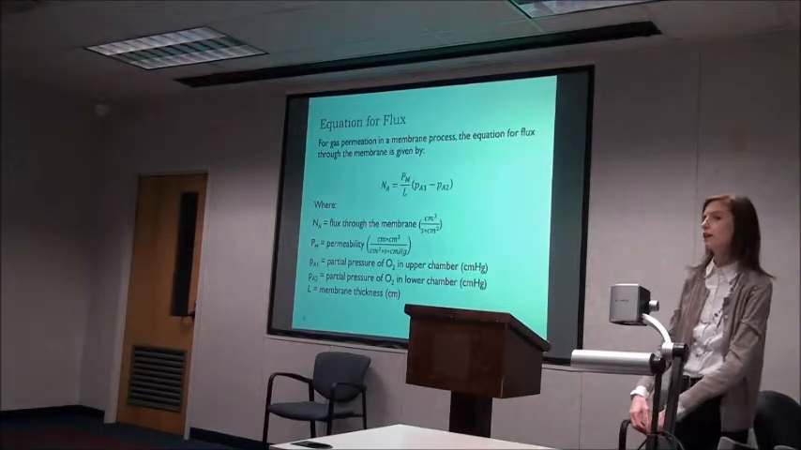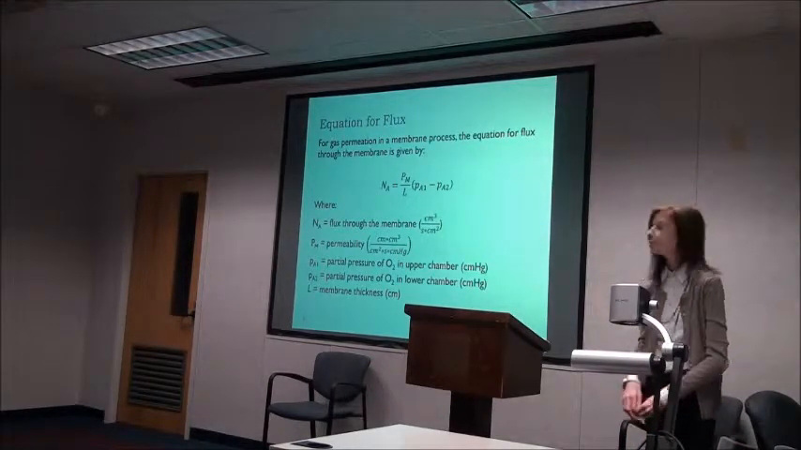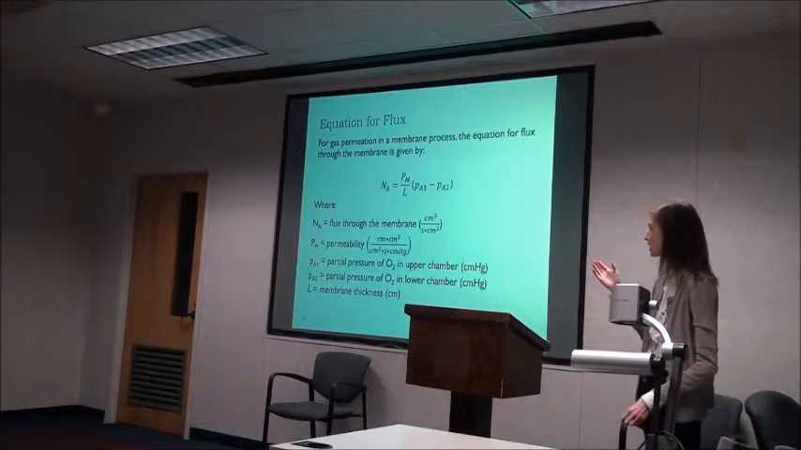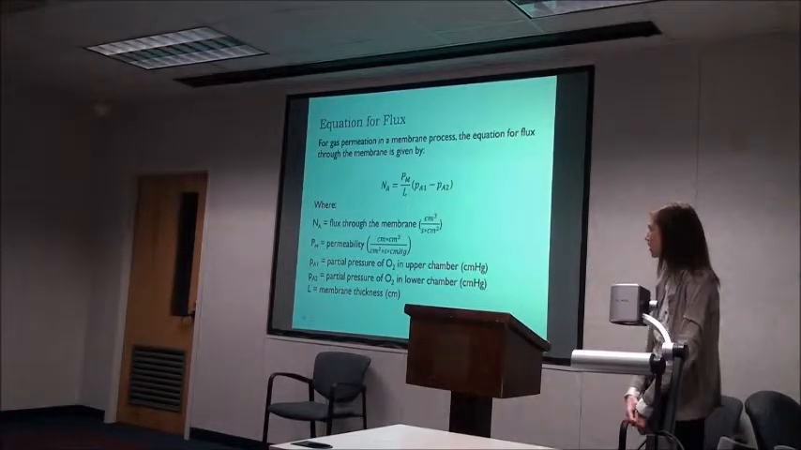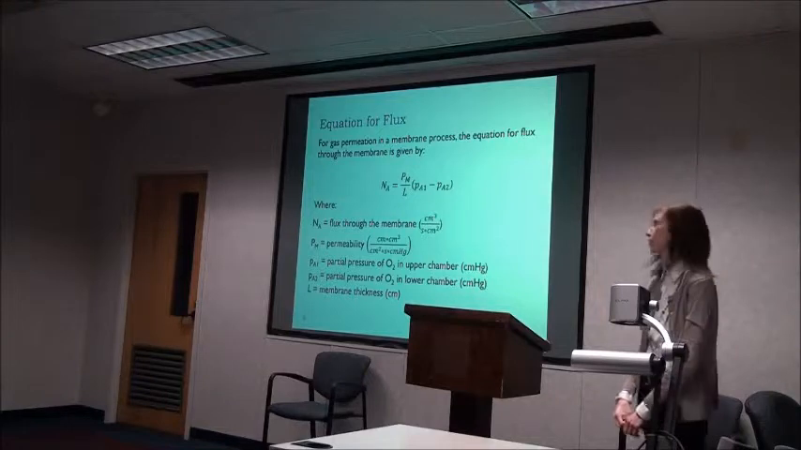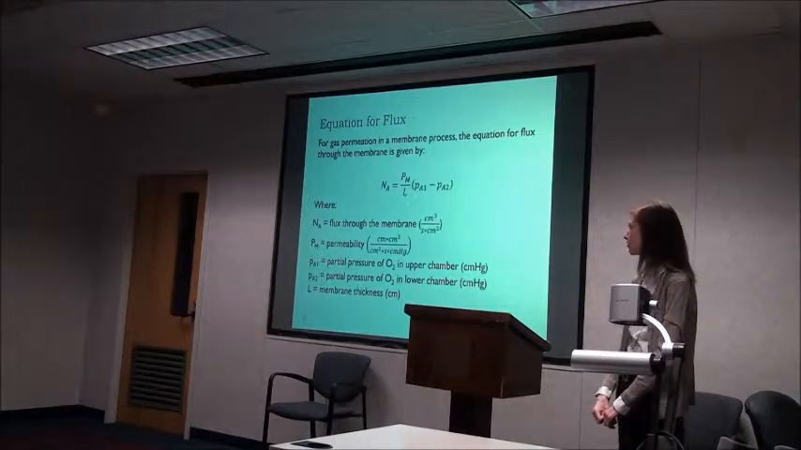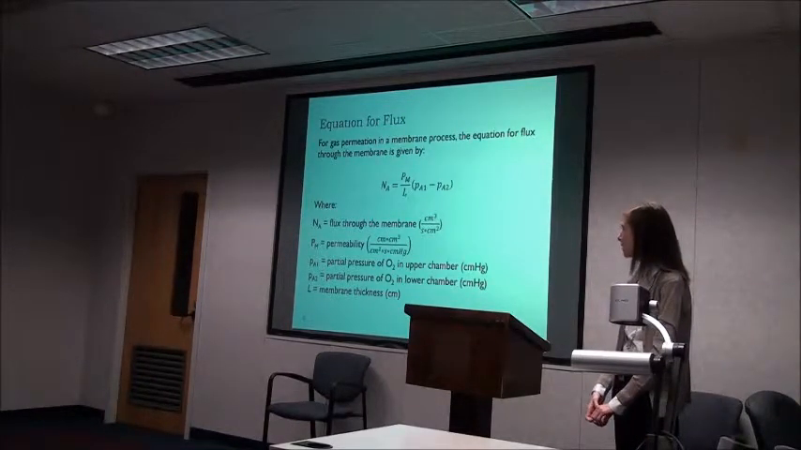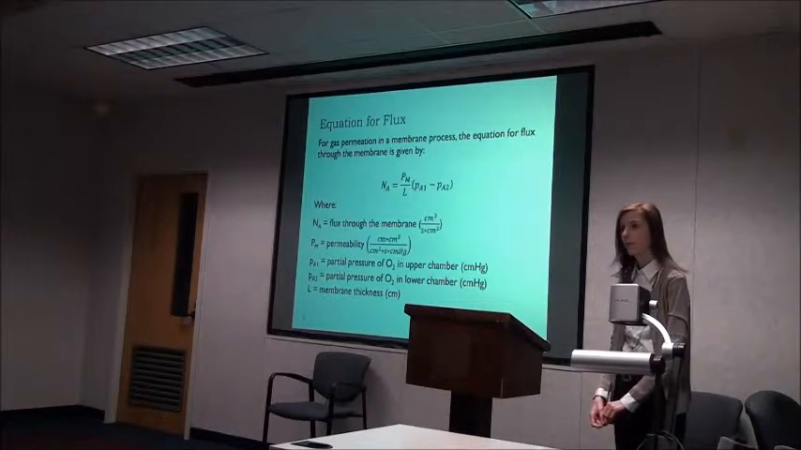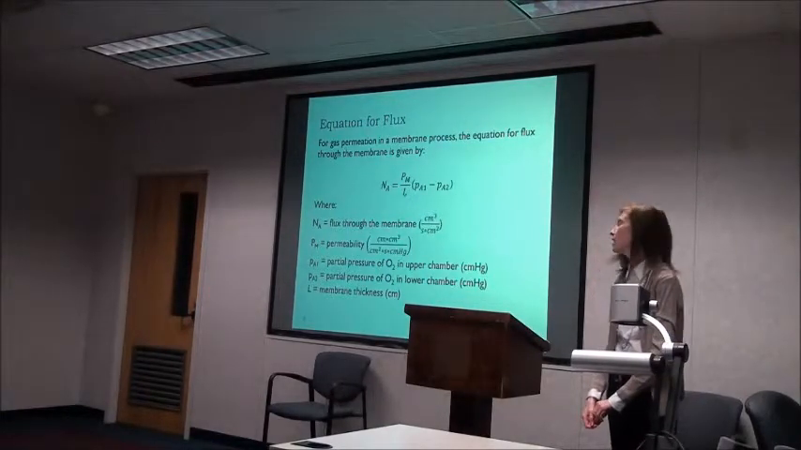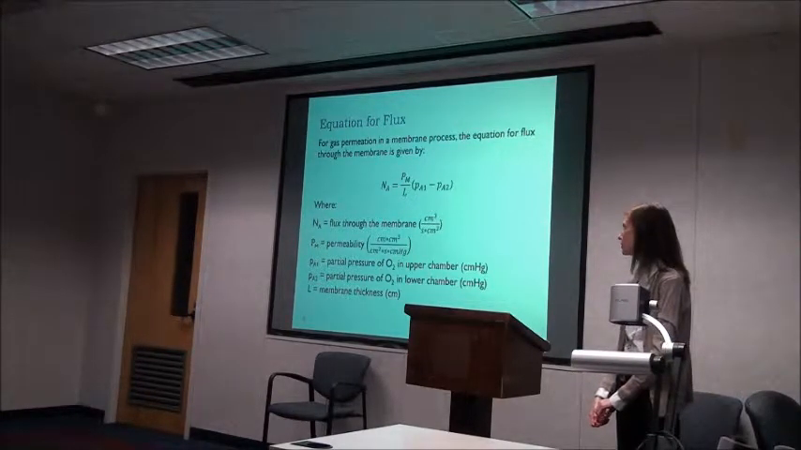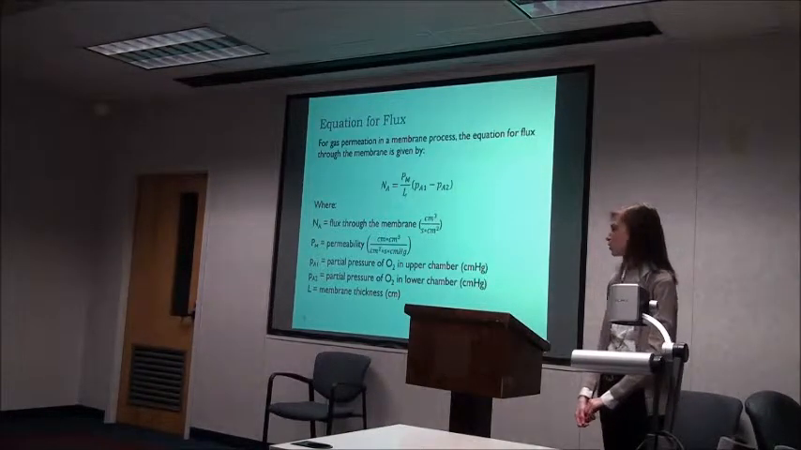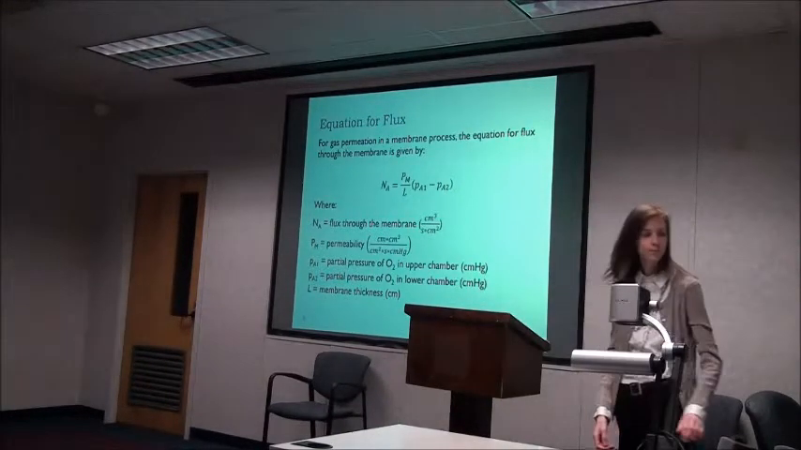The equation for flux. For gas permeation, this is the equation for flux. Na equals Pm over L times the quantity PA1 minus PA2, where Na is the flux through the membrane, Pm is the permeance, L is the membrane thickness in centimeters, and the difference between PA1 and PA2 is the partial pressure of the oxygen.